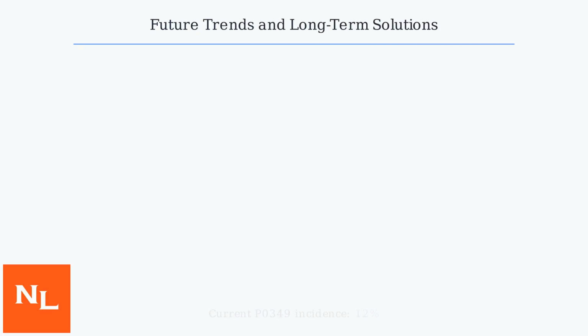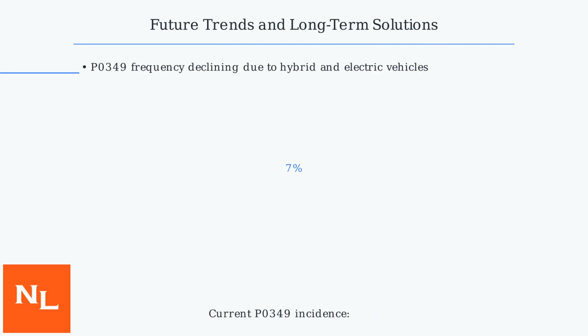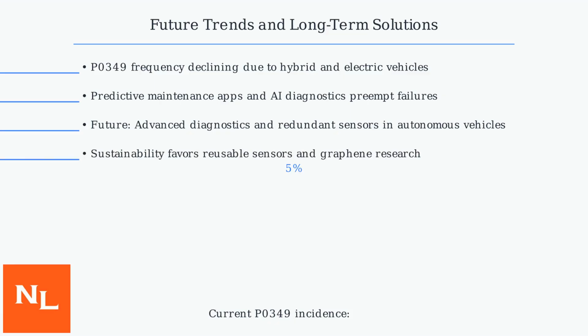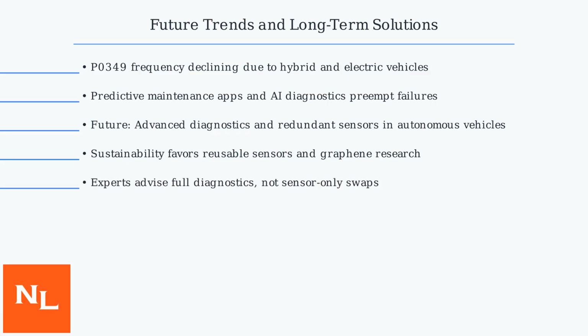The frequency of P0349 codes is declining due to the rise of hybrid and electric vehicles. Predictive maintenance apps and AI-driven diagnostics are also helping to preempt sensor failures. In the future, expect even more advanced diagnostics and potentially redundant sensors in autonomous vehicles to minimize intermittency issues. Consider sustainability trends favoring reusable sensors and research into more durable materials like graphene for CMPs. Expert mechanics advise against sensor-only swaps without full diagnostics, highlighting the importance of addressing root causes.